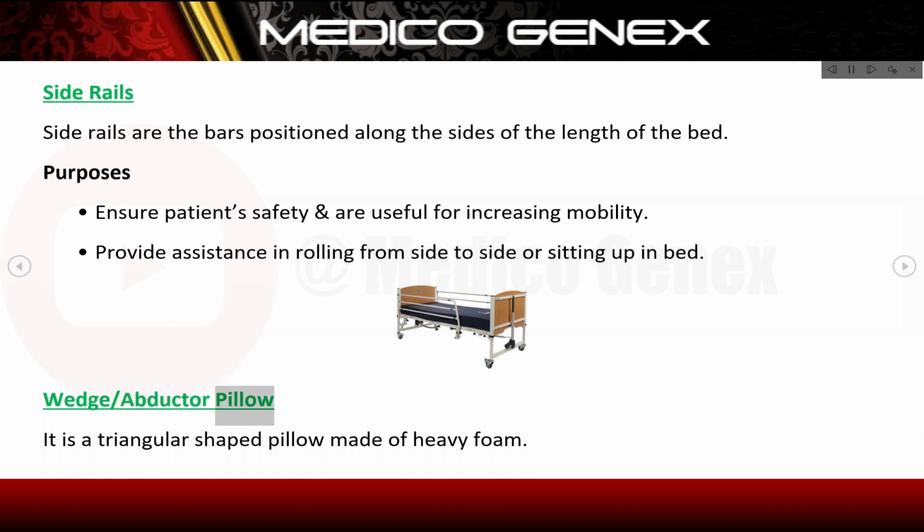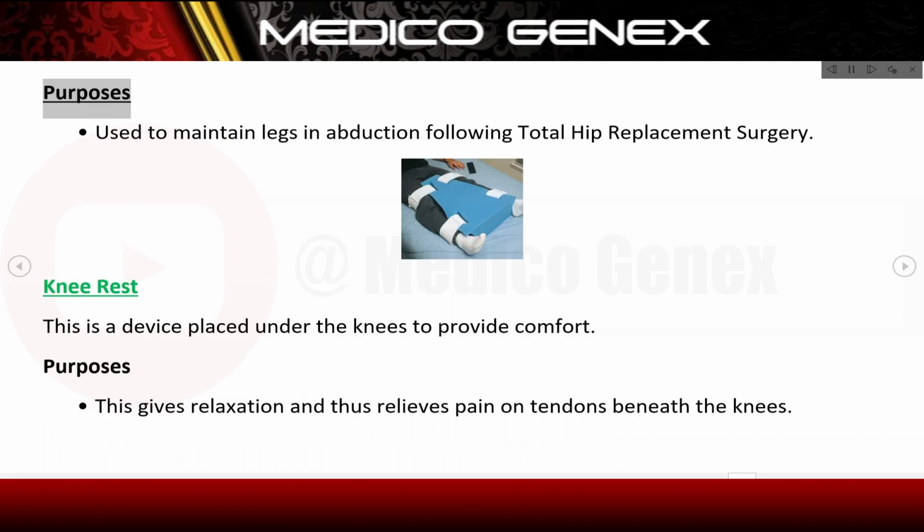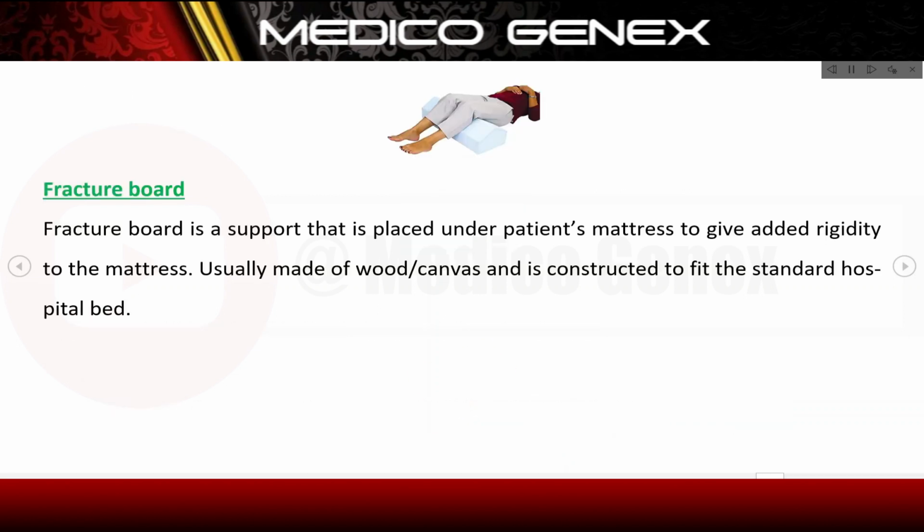Wedge abductor pillow. It is a triangular-shaped pillow made of heavy foam. Purposes: used to maintain legs in abduction following total hip replacement surgery. Knee rest. This is a device placed under the knees to provide comfort. Purposes: this gives relaxation and thus relieves pain on tendons beneath the knees. Fracture board. Fracture board is a support that is placed under the patient's mattress to give added rigidity to the mattress. Usually made of wood or canvas and is constructed to fit the standard hospital bed.